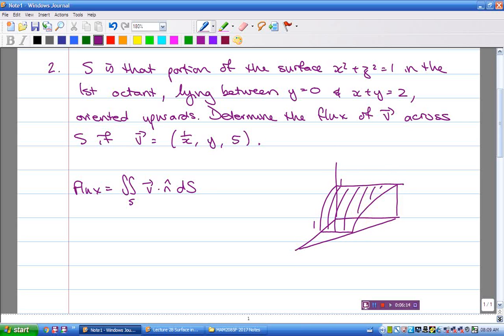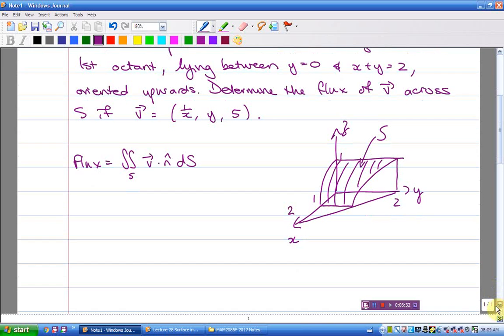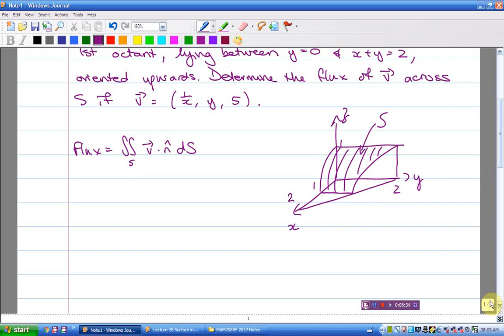So that's S, okay? And that's a 1, and that's a 1, and that's Z, and that's X, and that's Y, and that's a 2, and that's a 2. Very similar picture to question 28, the dimensions are just slightly different. Okay? So I am going to project that surface down onto the XY plane.